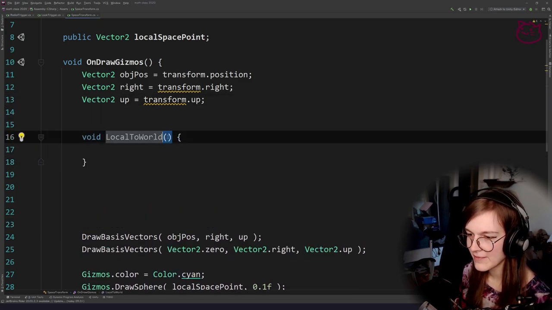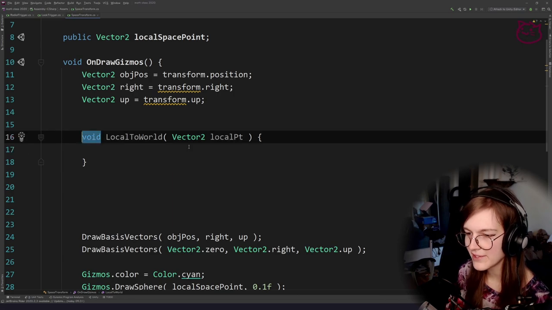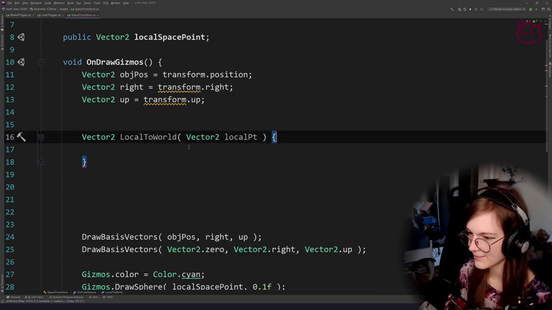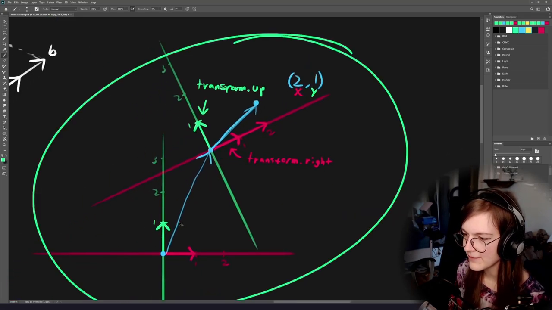So how do we transform something from local to world? We have some points, and then we want to return a new point that's in world space. So this is what we talked about earlier. That's everything we went through here.